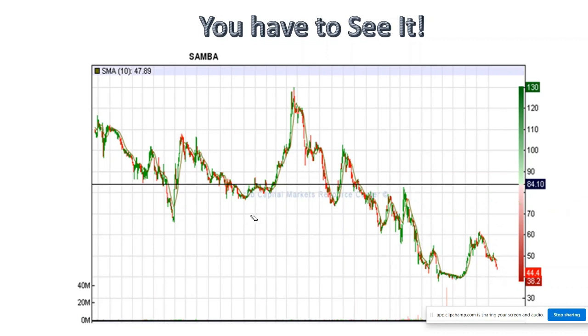Now, if you don't see it, don't mess with the stock. If you don't see that, if you don't see the sideways movement, move on. You have to see it. All right? You have to see it. Let's go on to the next one.